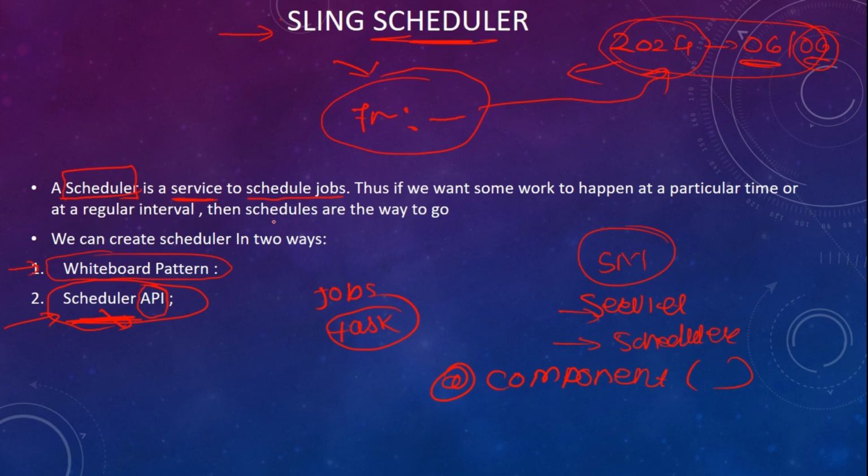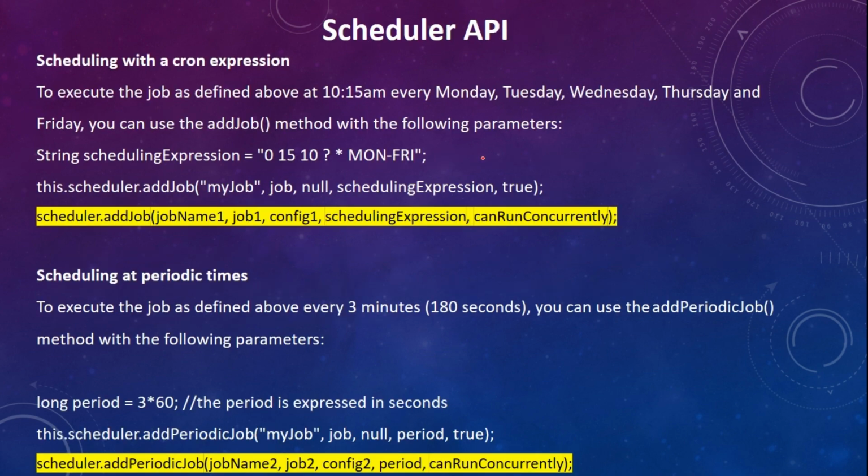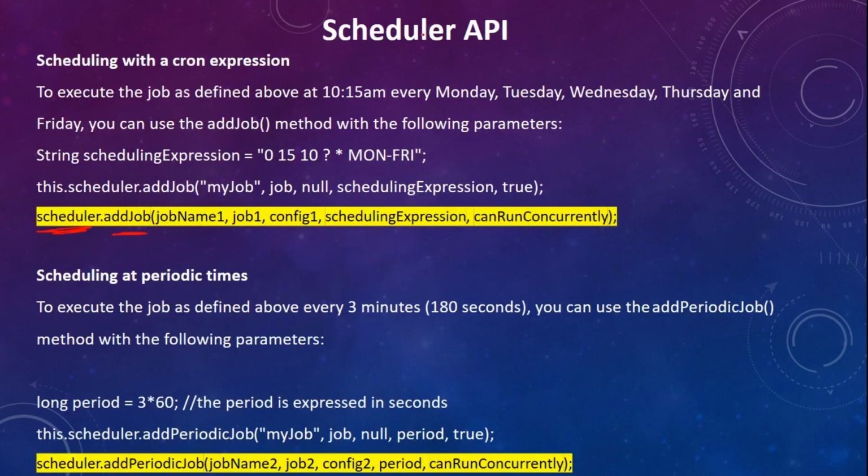That means here we have a Runnable interface. We know that we use the Runnable interface for threads. For creating a thread we use the Runnable interface. It has one method, that is run. So this one is the whiteboard pattern, and after that here we have the scheduler API. See here, this is the scheduler and it has methods like addJob, addPeriodicJob, like that. So we have the Sling scheduler and the scheduler API.